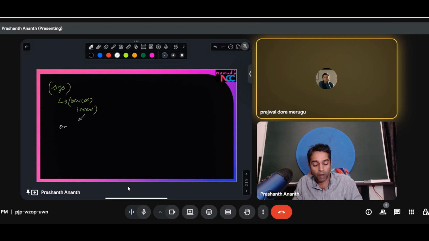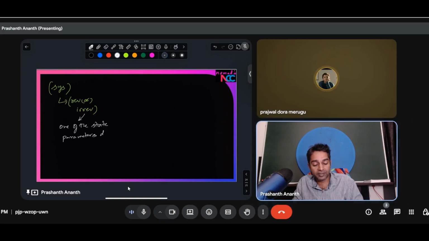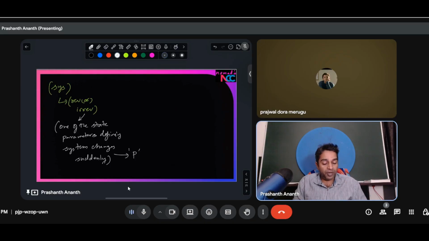Irreversible means one of the state parameters defining the system changes suddenly, correct? So usually what is this state parameter which changes suddenly? This is going to be pressure, usually. How is it pressure? It is going to be the external pressure which changes suddenly. So if external pressure changes suddenly, then this change will allow whatever internal parameters to change as needed. Okay, so this is going to be the irreversible process.